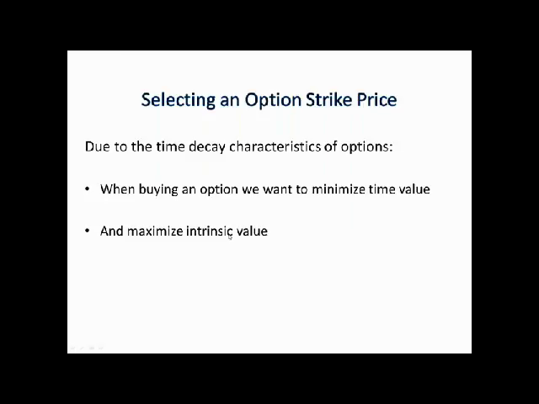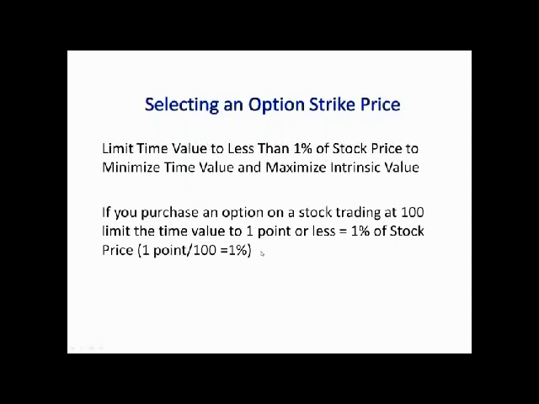Due to these time decay characteristics of options, when you buy an option, you want to minimize that time value because that's going to decay to zero, and you want to maximize the intrinsic value. So what we do is we'll limit the time value portion of that option to less than 1% of the strike price. If you do that, then you'll minimize the time value, which decays to zero, and you'll maximize the intrinsic value. As an example, if you purchase an option on a stock that's trading at 100, you want to limit the time value portion of that option to 1 point or less.